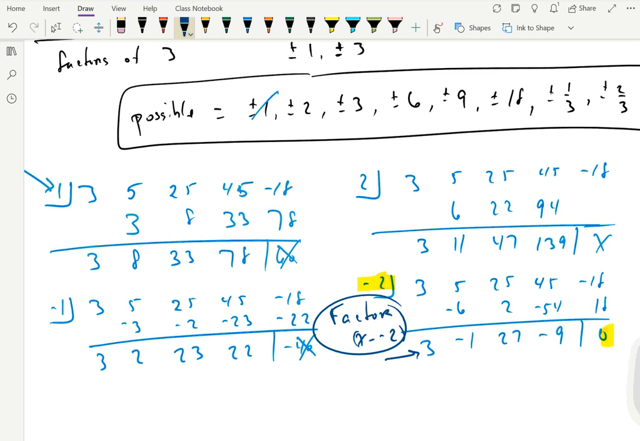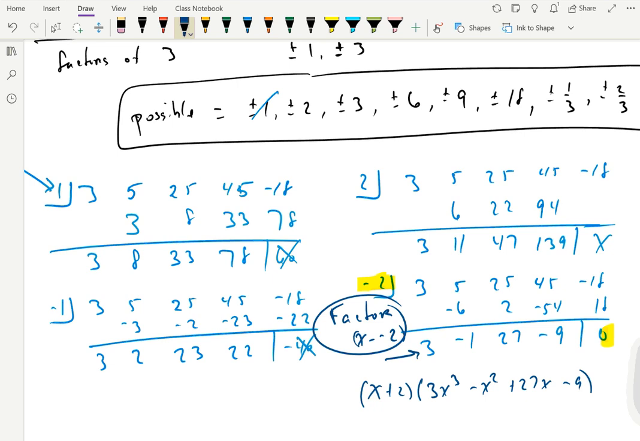So if we started out with a factor of 4, then this would be 3x cubed minus x squared plus 27x minus 9. Okay, and so that's what that would end up being. And so we could rewrite this as x plus 2 multiplied by 3x cubed minus x squared plus 27x minus 9. And that would at least start us on our way.